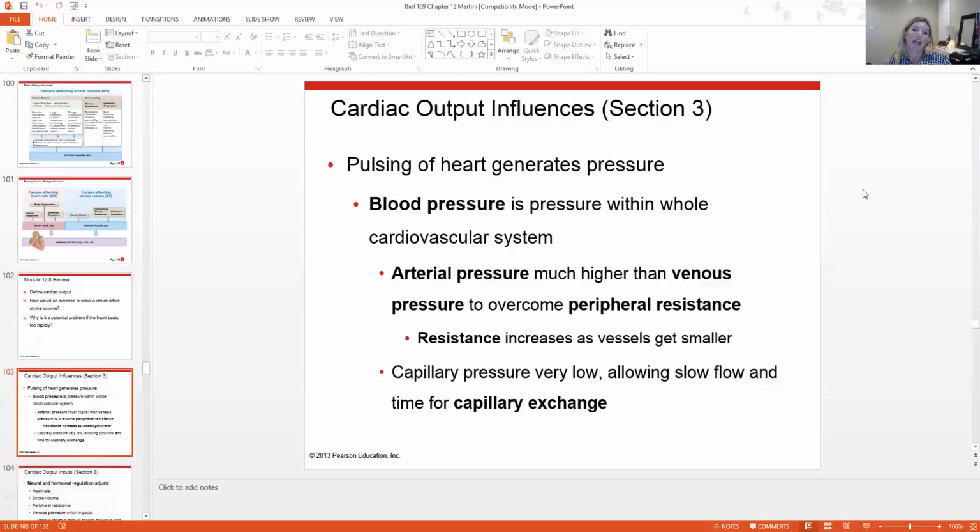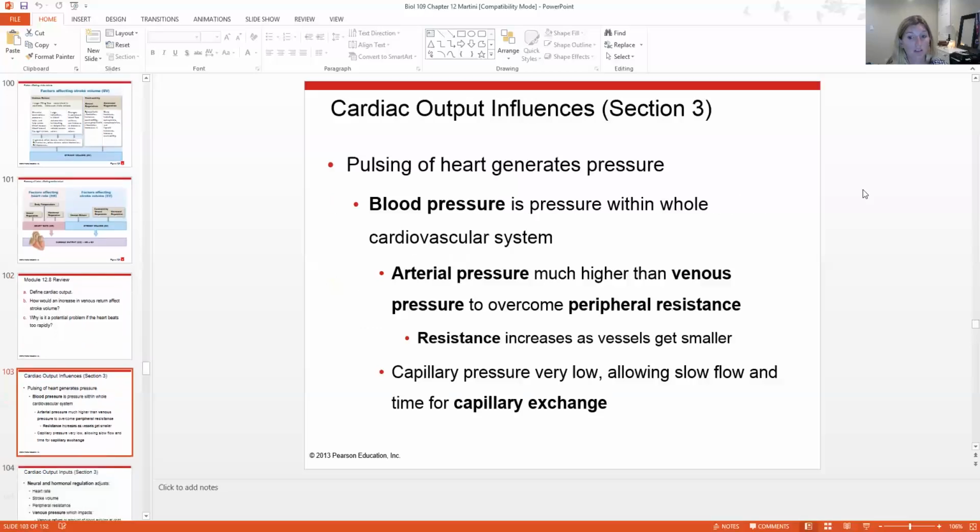Let's talk about the influences of cardiac output. So the pulsing of our heart is generating blood pressure. Blood pressure is maintained throughout the whole cardiovascular system. You have arterial pressure, which is much higher than venous pressure. The arterial pressure has to overcome peripheral resistance. You have to get the blood up and out of the heart and to the body in a very effective way. So resistance is going to increase as those vessels get smaller.